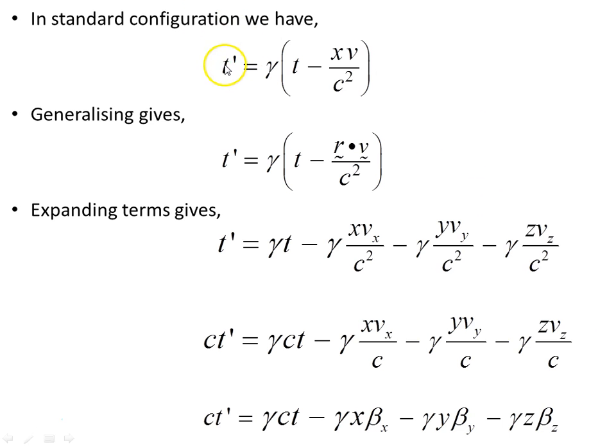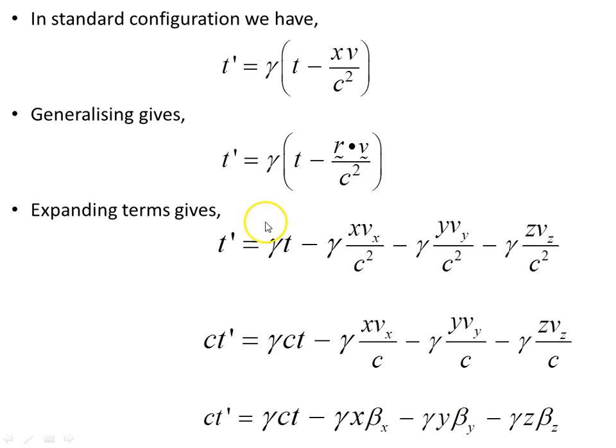Now in standard configuration, if we had S prime and S moving relative to each other along their common x-axes, then T prime would be gamma times (T minus x V over C squared), the scalar V, because it's moving along the x-axis in one direction only, so it would be a scalar. If we were to generalize this, then T prime becomes gamma times (T minus R dotted with V over C squared).